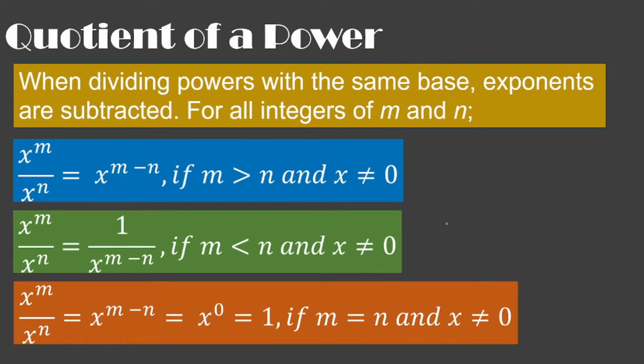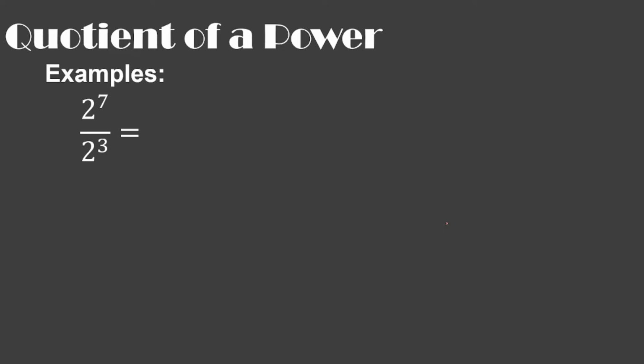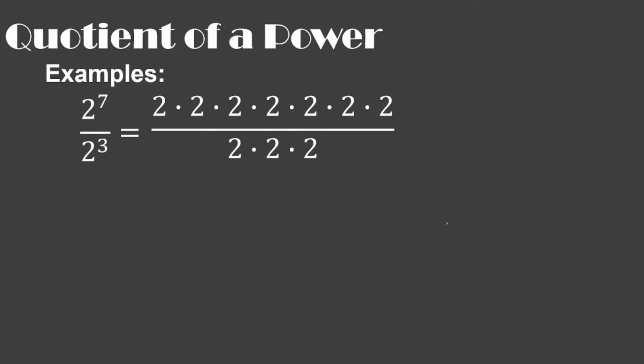Alright, so let's have some examples here. Let's have 2 raised to 7 divided by 2 raised to 3. This simply means that 2 raised to 7 is 2 multiplied by itself 7 times, and the same is true for 2 raised to 3, which gives us 2 times 2 times 2. Since there are common factors between the numerator and the denominator, we cancel them out.